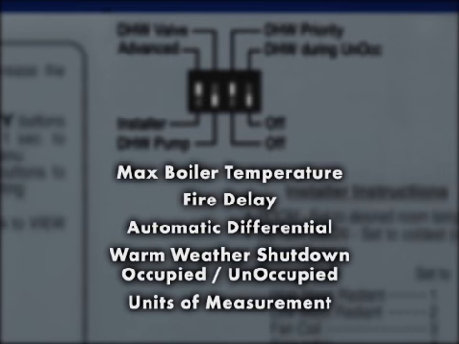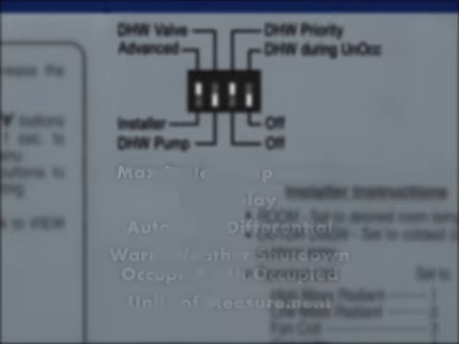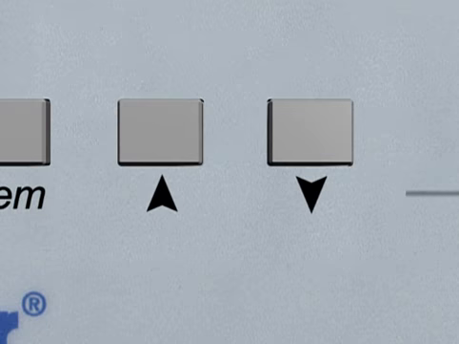The control default is in degrees Fahrenheit. It can be switched to Celsius. The final screen allows you to exit the menu by pressing the up or down button.